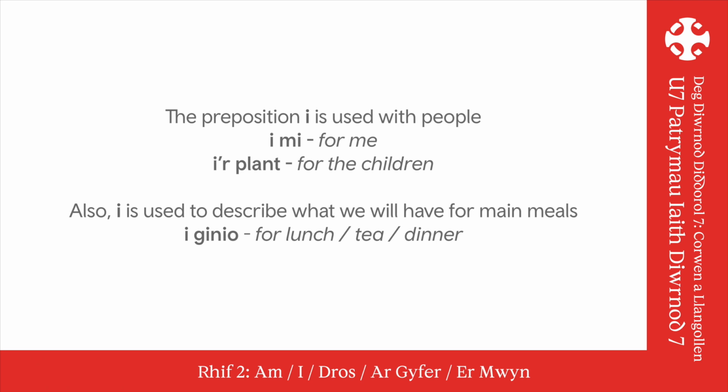I. The preposition i is used with people. I mi, for me. I'r plant, for the children. Also, i is used to describe what we will have for main meals. I ginio, for lunch, dinner or tea.